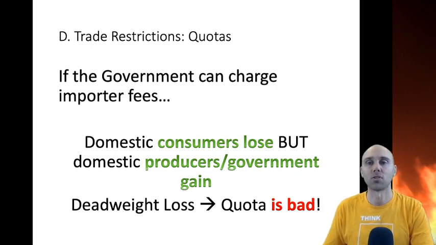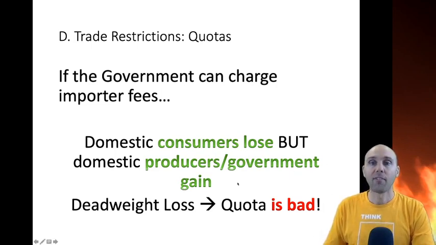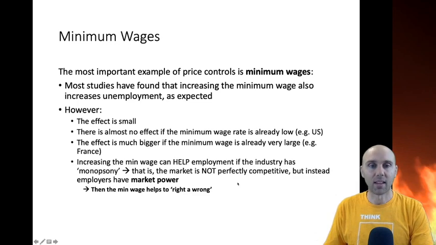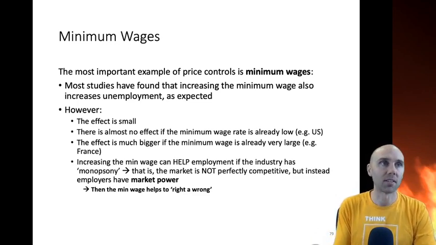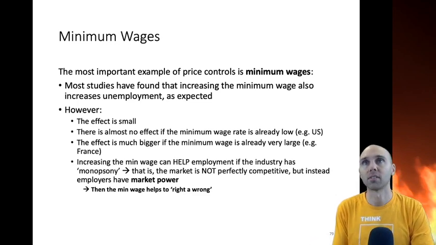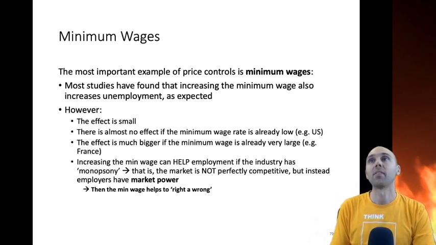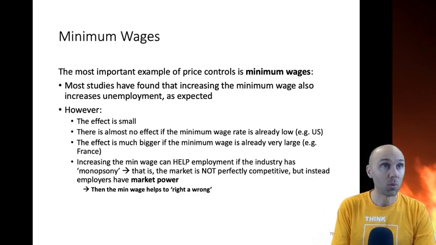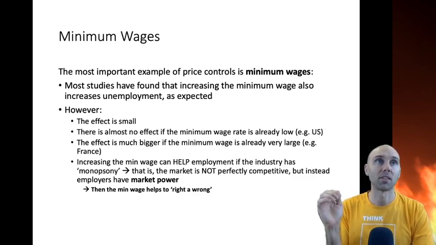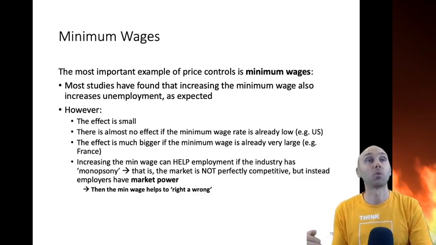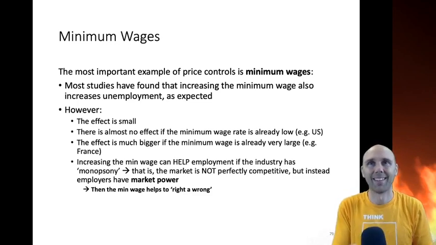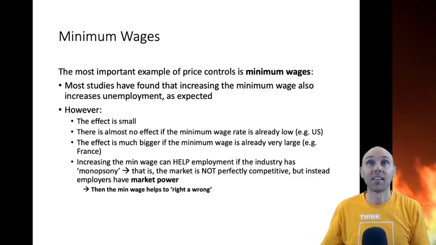A final application that we'll look at today is about minimum wages, which is perhaps the most important example of price controls that's studied by economists. So most studies have found that increasing the minimum wage, which is essentially putting in place a price floor in the labour market, also increases unemployment, as would be expected. However, the effect is quite small. There's almost no effect if the minimum wage rate is already low.